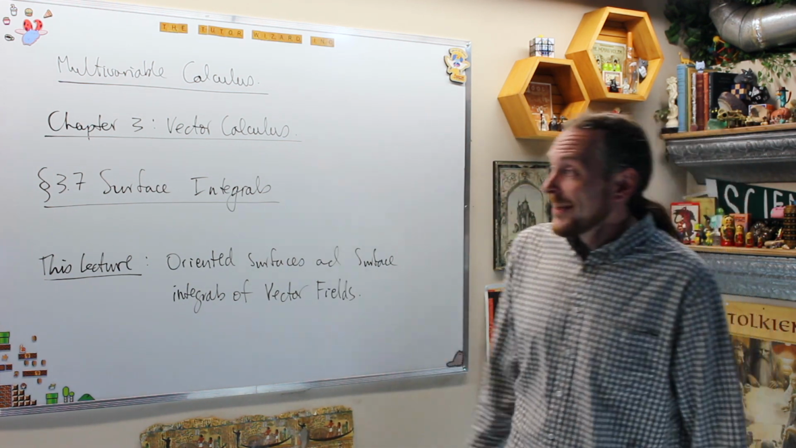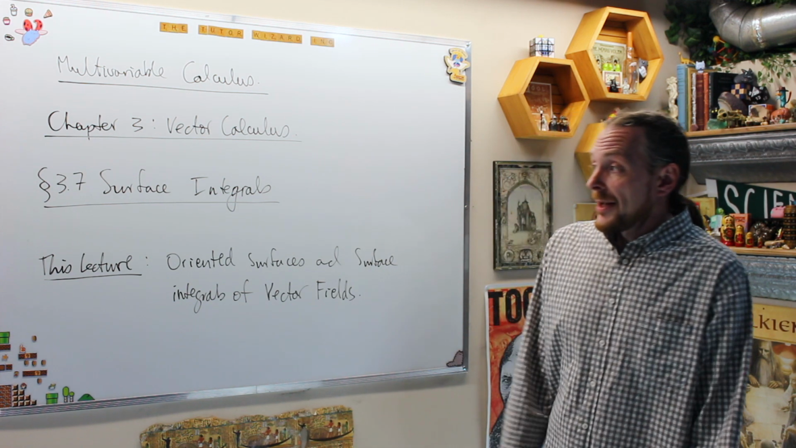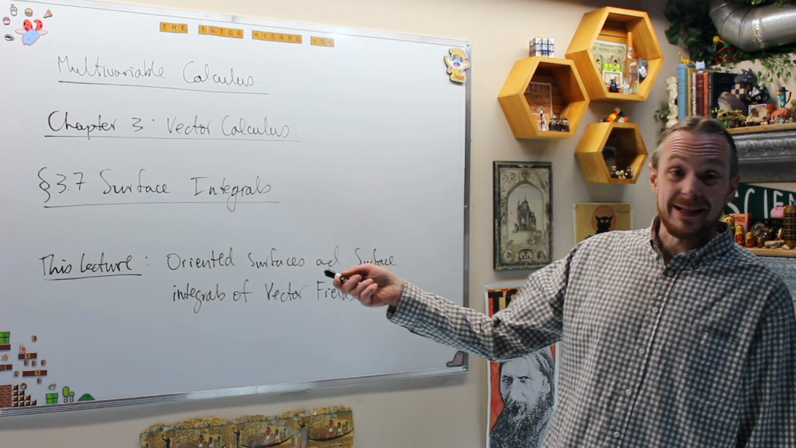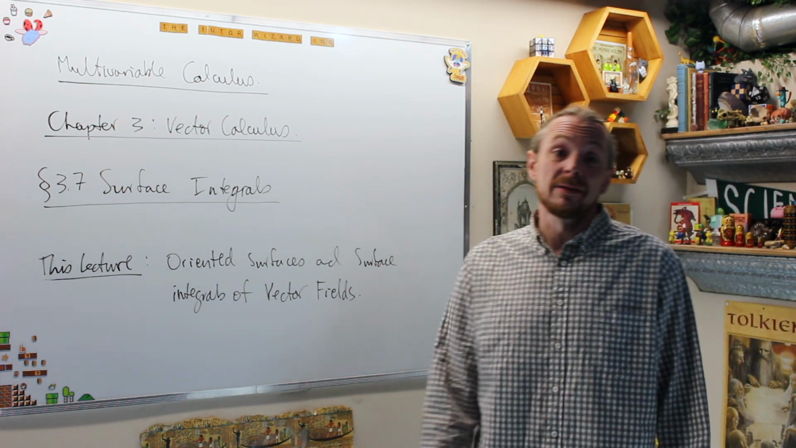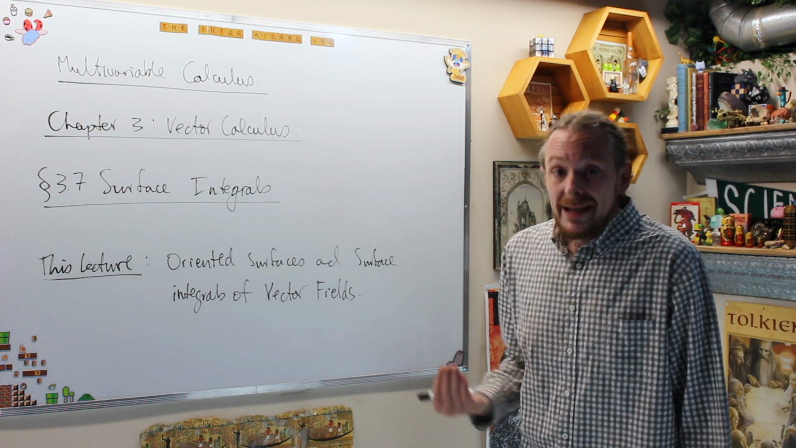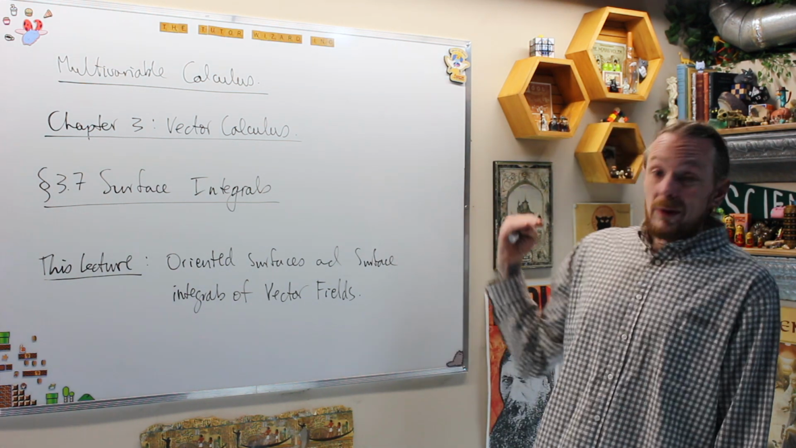We're doing multivariable calculus. We're in chapter 3 doing vector calculus. This is 3.7, which is surface integrals. This lecture we're going to do orientated surfaces and surface integrals of vector fields. Last time what we did was surface integrals of functions of 3 variables. Now we're going to do surface integrals over vector fields.